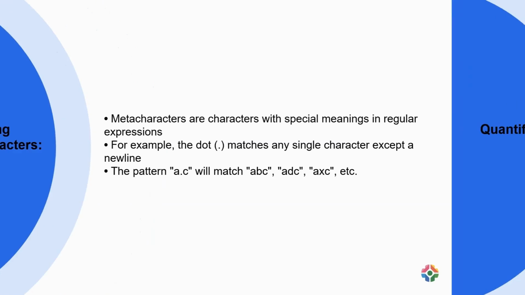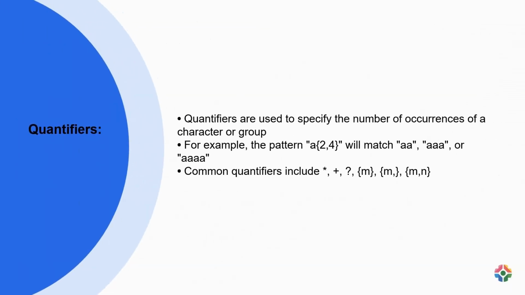When working with regular expressions, quantifiers are utilized to indicate the number of times a character or group should occur. Common quantifiers include the asterisk, indicating 0 or more occurrences, plus, indicating 1 or more occurrences, and the question mark, indicating 0 or 1 occurrence. Additionally, {M} specifies exactly M occurrences, {M,} specifies at least M occurrences, and {M,N} specifies between M and N occurrences. For example, a pattern A{2,4} requires the character A to occur between 2 and 4 times.